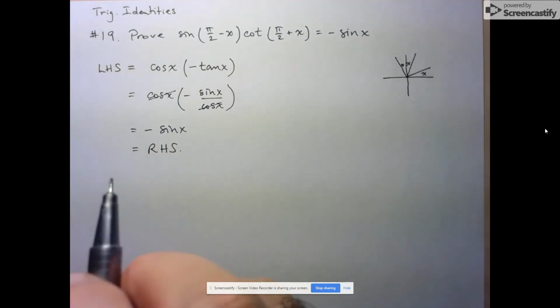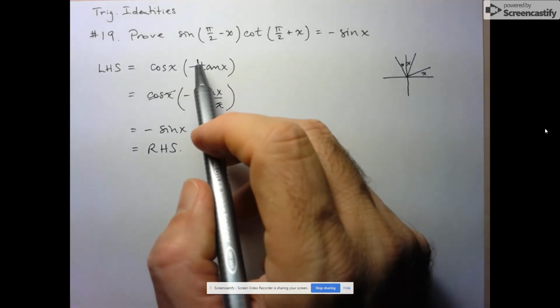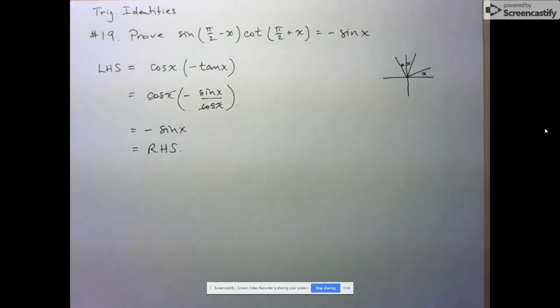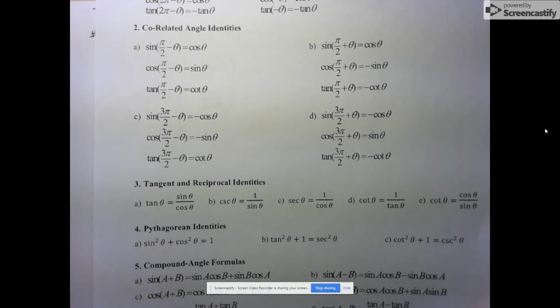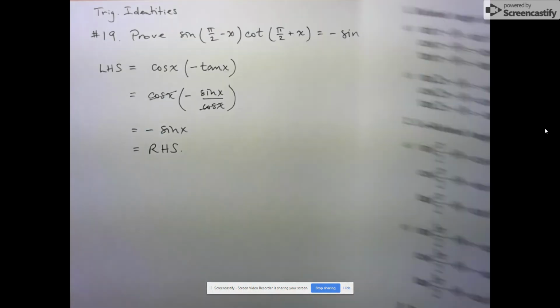Okay, so just to recap, anytime you see angles like pi over 2 plus or minus x, 3 pi over 2 plus or minus x, you should be thinking of using your correlated acute angles. So these identities here. Keep that in mind. All right, that's it for this one.